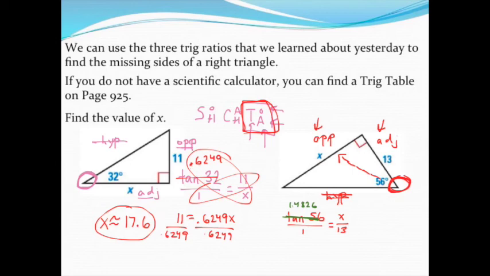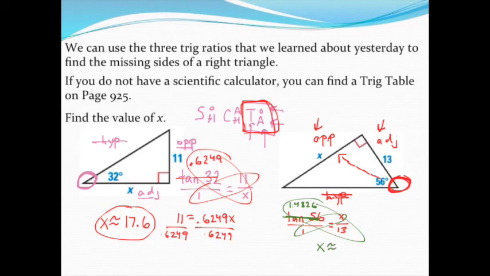At this point, let's use cross multiplication to solve this proportion. So cross multiply this way, 1 times x is just x. When I cross multiply the other way, I have to do 13 times 1.4826, and that's all I need to do because x is by itself already.